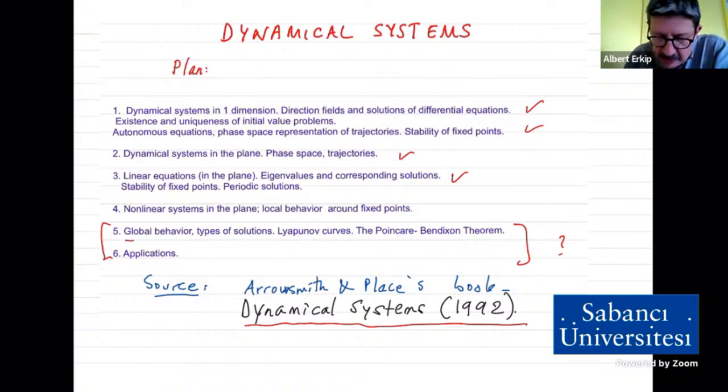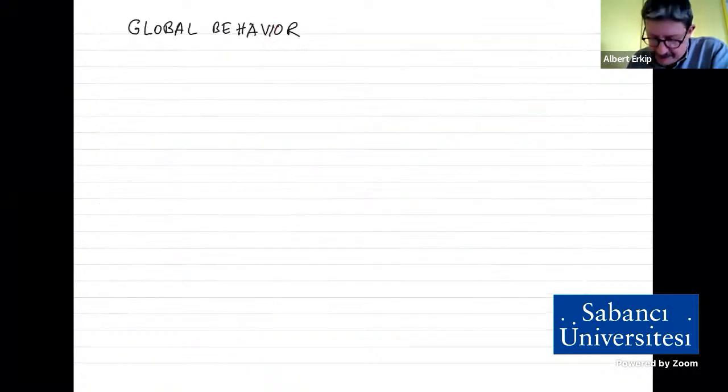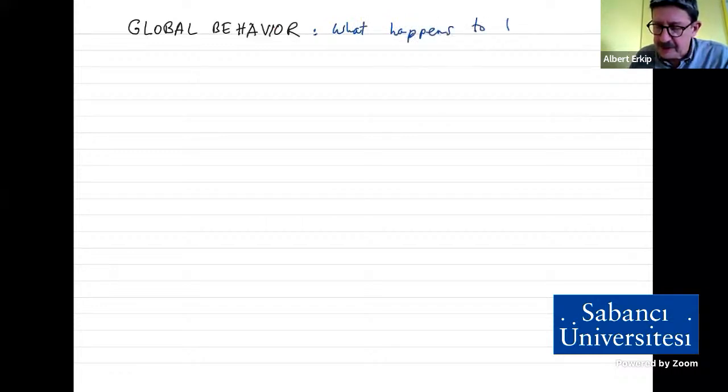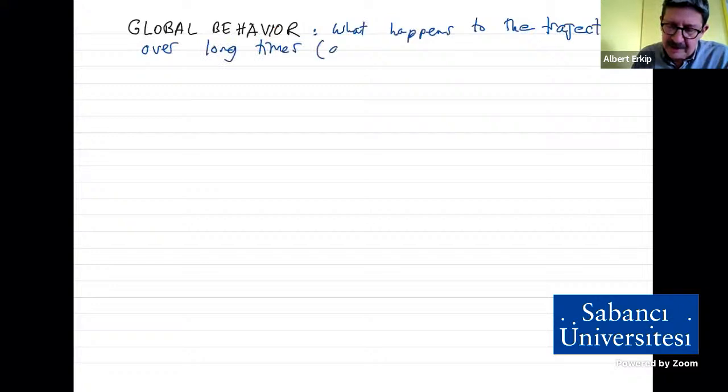As I said, what I could not do is global behavior, the Lyapunov curves and the Poincare-Bendixson theorem. I'm going to very shortly discuss what they mean. So I'm starting with global behavior. This global behavior is the following: what happens to the trajectories over long times, say as t goes to infinity? What happens to the trajectories?